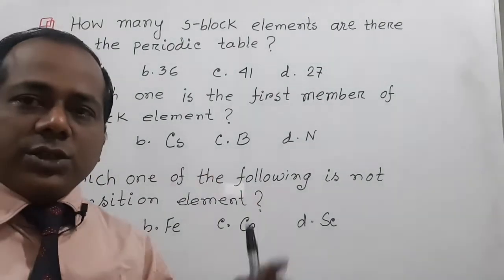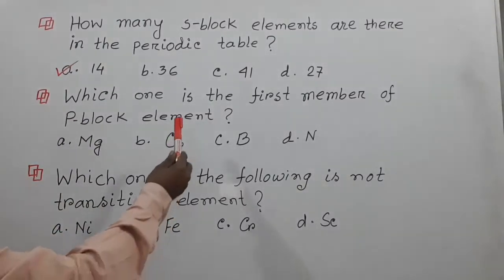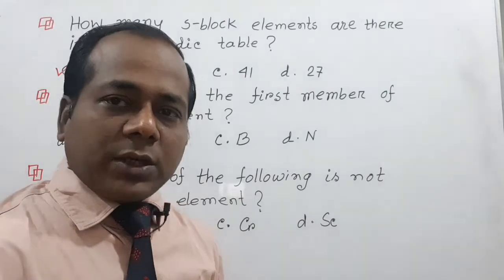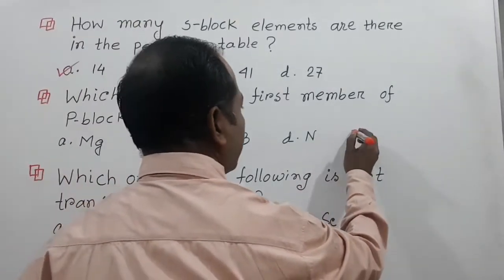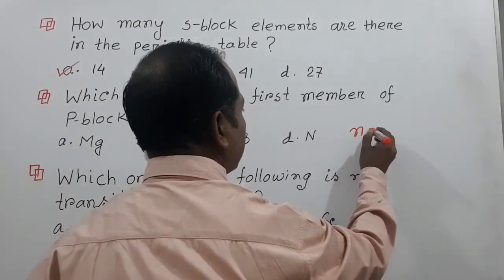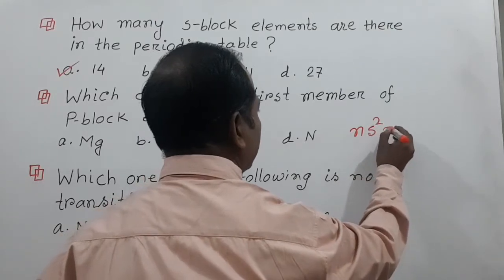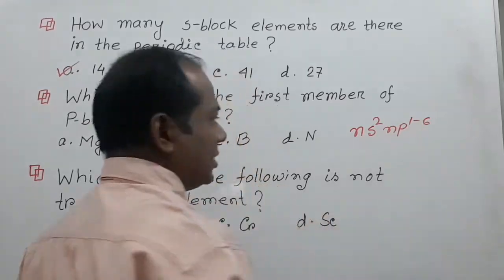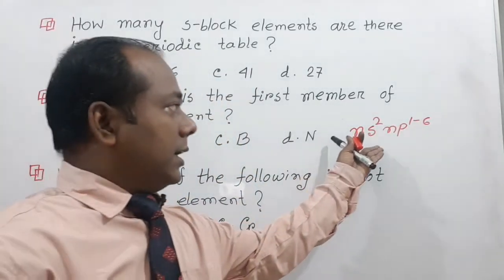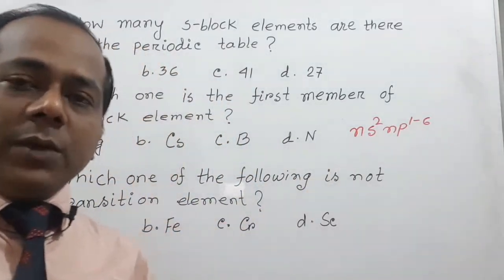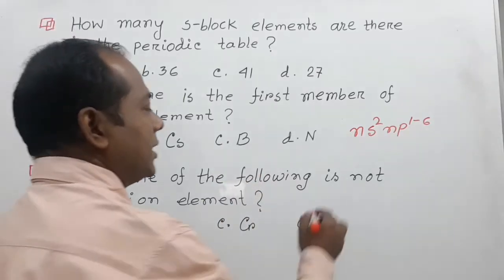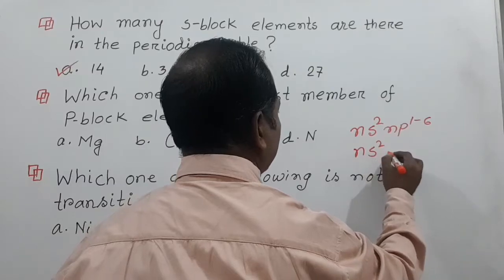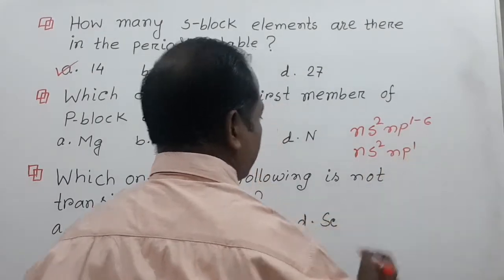Now our second question, my dear students: which one is the first member of P block element? My dear students, we know that the general electronic configuration for P block elements is ns2 np1-6. This is the general electronic configuration for P block elements. For the first member, their electronic configuration will be ns2 np1.